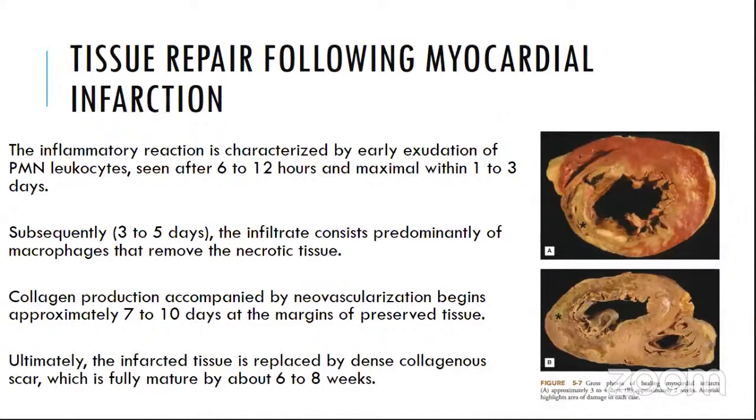Coming to tissue repair following myocardial infarction, the inflammatory reaction is characterized by early exudation of polymorphonuclear leukocytes seen after 6 to 12 hours and maximum within 1 to 3 days. Subsequently, at 3 to 5 days, the infiltrate consists predominantly of macrophages that remove the necrotic tissue. Then collagen production combined with new vascularization begins approximately 7 to 10 days at the margin of preserved tissue. Ultimately, the infarcted tissue is replaced by dense collagen scar, which is fully mature by about 6 to 8 weeks.